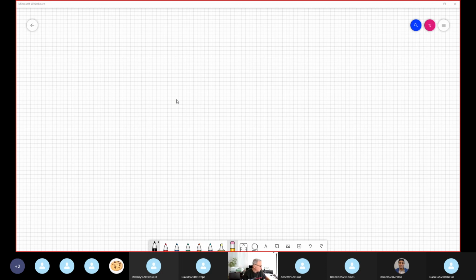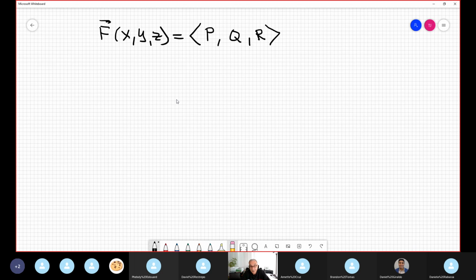Now compute the same operators, divergence and curl, but in 3D. So in 3D, our vector field is in x, y, z. And the vector field contains 3 functions that normally we call P, Q, R. P is a function depending on x, y, and z. Q depending on x, y, and z, in general, no? And R depending on x, y, and z.